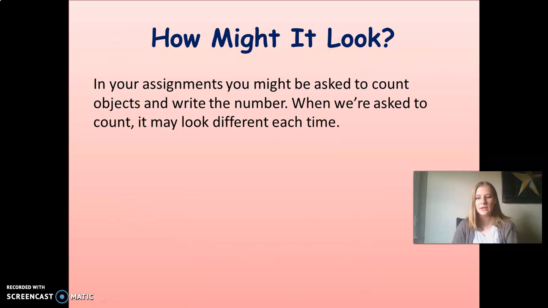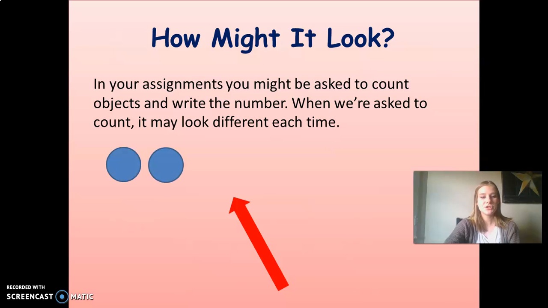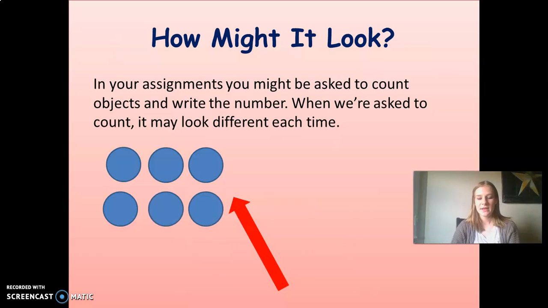But how might it look in your packets? Well, in your assignments, like I said, you'll be asked to count objects and then you need to write the number. But each time you count, the way the objects look might be different. Let's look at one together. I'm looking right where the arrow is pointing, and I'm going to count 1, 2, 3, 4, 5, 6 circles. And scholars, when I'm looking at these circles, I notice that they're laying on their sides. They are stacked on top of one another, and that's called being in a horizontal line. So they could look like that, or scholars, you might see your objects that look like this.